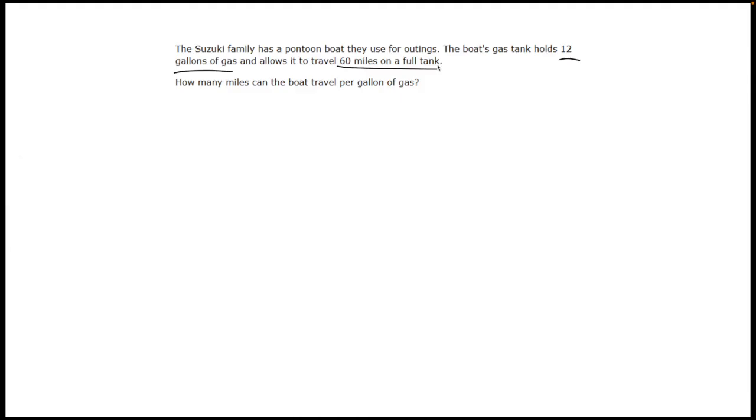Now, in all of the examples I used earlier, miles per hour, servings per container, price per ounce, the magic word for unit rates is the word per. And I see that word right here. It says, how many miles can the boat travel per gallon of gas? You'll notice that on the left of the word in the sentence, it says how many miles can the boat travel, and on the right, it says gallons. And we have numbers for each of those.